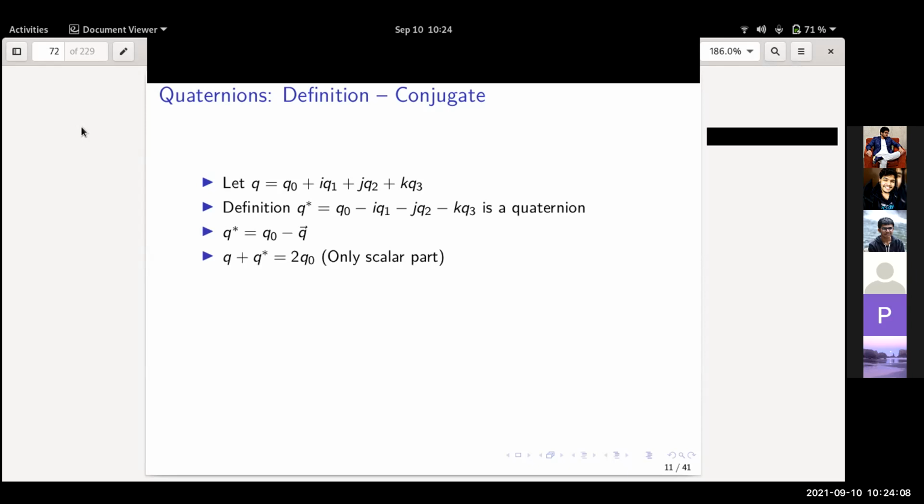And if you multiply a complex number A plus iB by its conjugate A minus iB, what will you get? A square plus B square. Will you get the same thing here? No, sir, not necessarily.